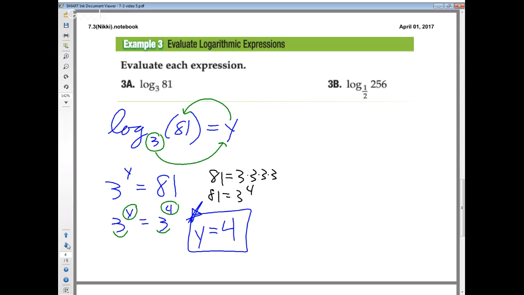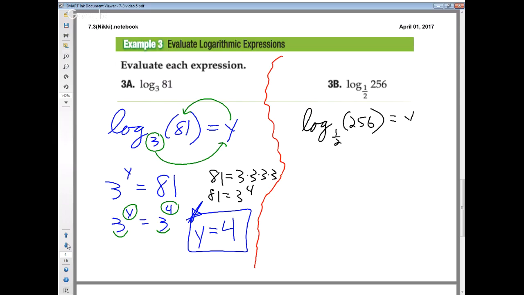All right, then we'll do the last one, and that'll be it for this lesson. Make a little wall here to separate information. So for this equation, we have log base 1/2 of 256, and we want to figure out what that is equal to. So let's go ahead and set that equal to y. And we're going to solve for y.